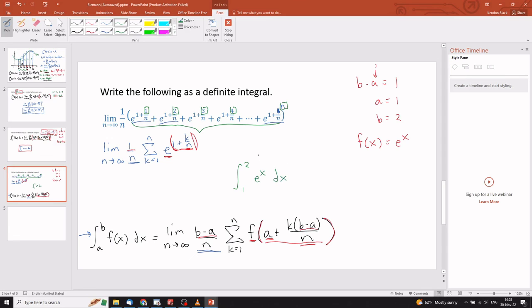And once again, if you wanted to check this, you could go in the opposite direction, convert it back into a Riemann sum, and it should match this exactly. And so that's a way that you can check your final answer.